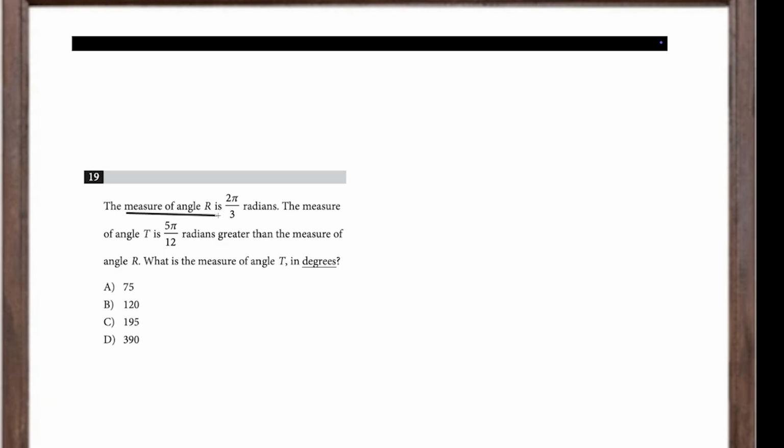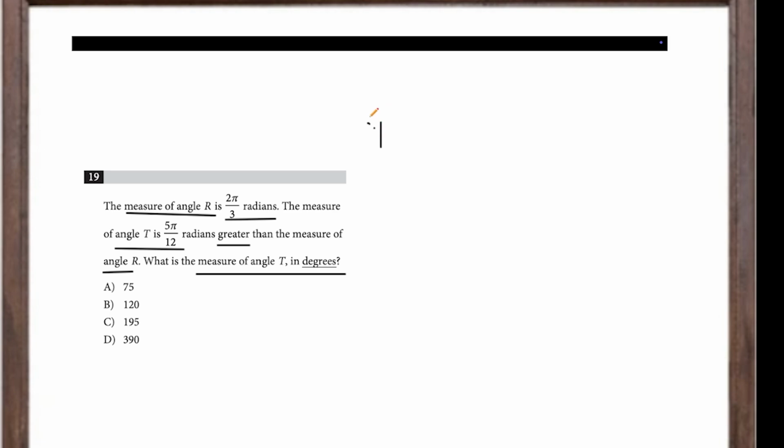Here we have a radian problem. It states the measure of angle R is 2 pi over 3 radians. The measure of angle T is 5 pi over 12 radians greater than the measure of angle R. What is the measure of angle T in degrees? So here we have a radian problem that looks tricky, but is actually very simple.